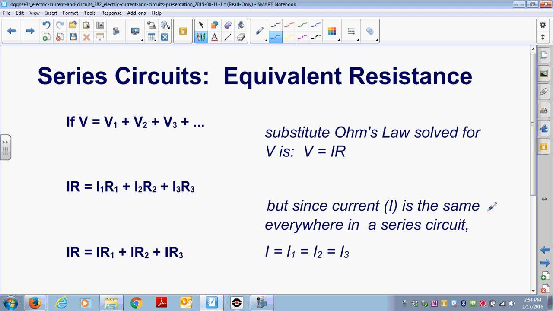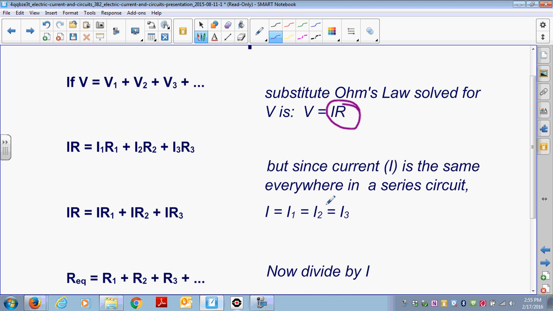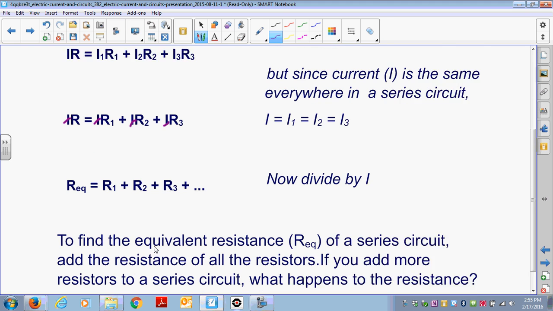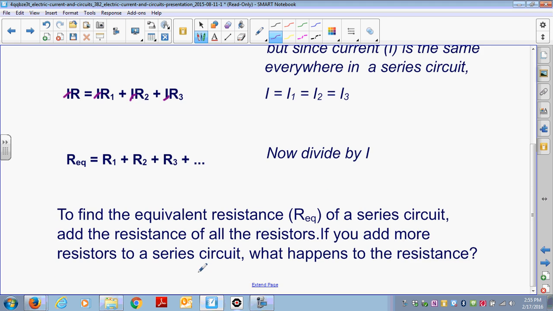So in a series circuit, V is equal to V1 plus V2 plus V3. If we substitute in IR for V, we end up with IR equals I1R1 plus I2R2 plus I3R3. But we know that the current is the same, so all of these I's are the same. That means that they cancel out. And I'm left with the equivalent resistance is given as R1 plus R2 plus R3 and so on. So to find the equivalent resistance of a series circuit, you just add the resistance of all the resistors together.